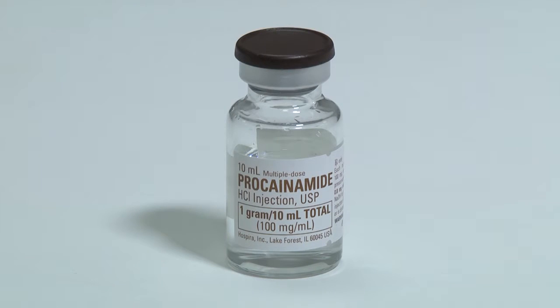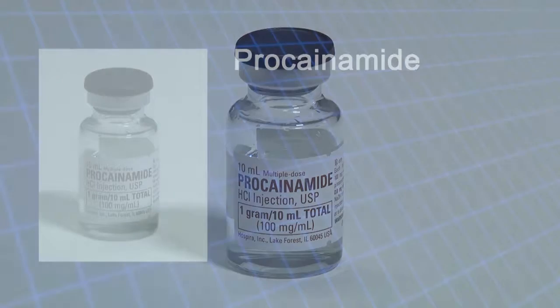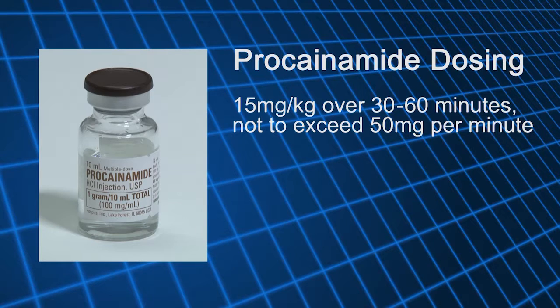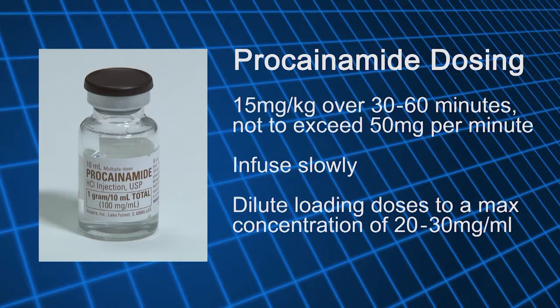Procainamide is used to terminate SVT that is resistant to other drugs, as well as treatment of hemodynamically stable SVT refractory to vagal maneuvers and adenosine. Procainamide is dosed 15 milligrams per kilogram over 30 to 60 minutes, not to exceed 50 milligrams per minute, with continuous ECG monitoring and frequent blood pressure monitoring. Infuse slowly to avoid toxicity from heart block, hypotension, and prolongation of the QT interval. Dilute loading doses to a maximum concentration of 20 milligrams to 30 milligrams per ml.